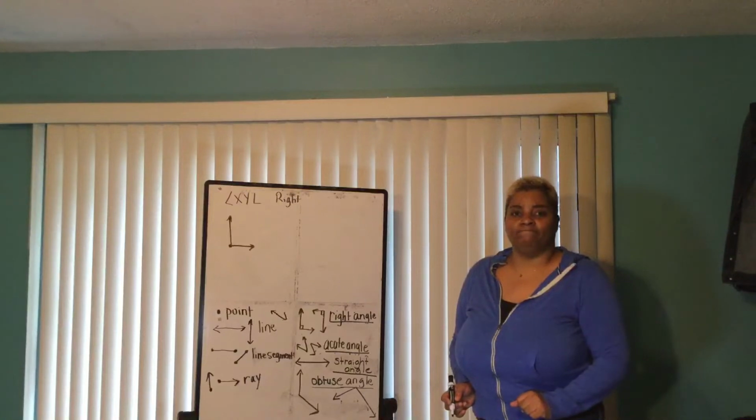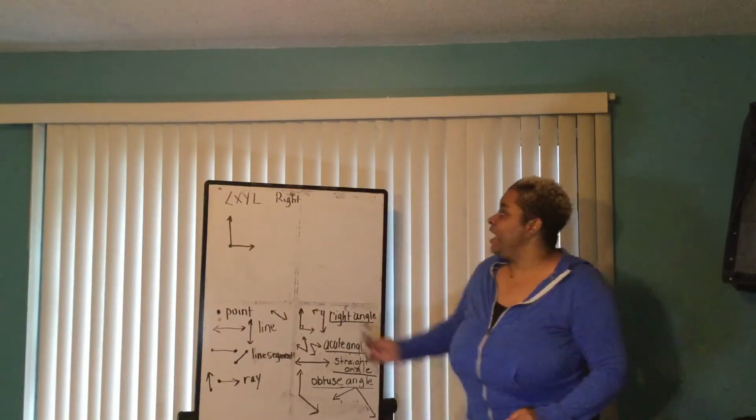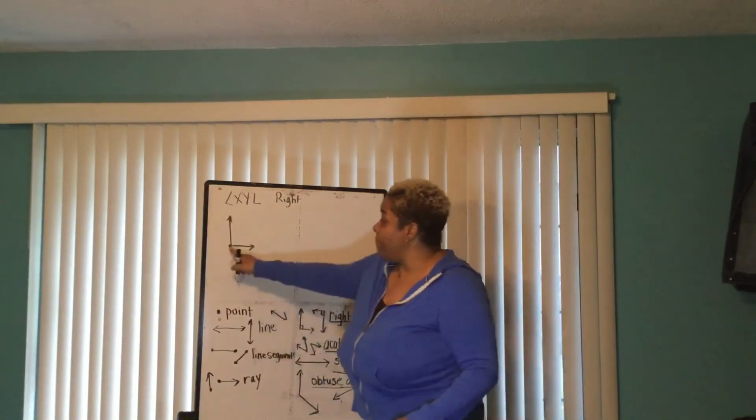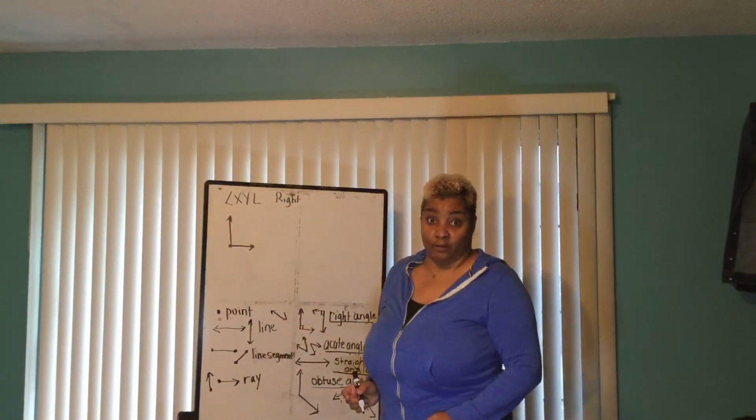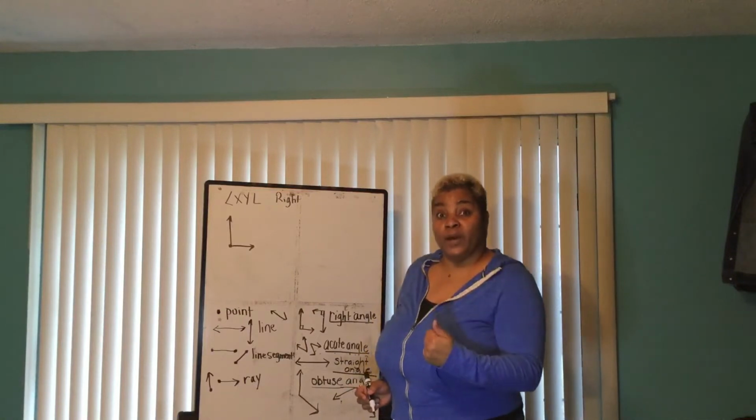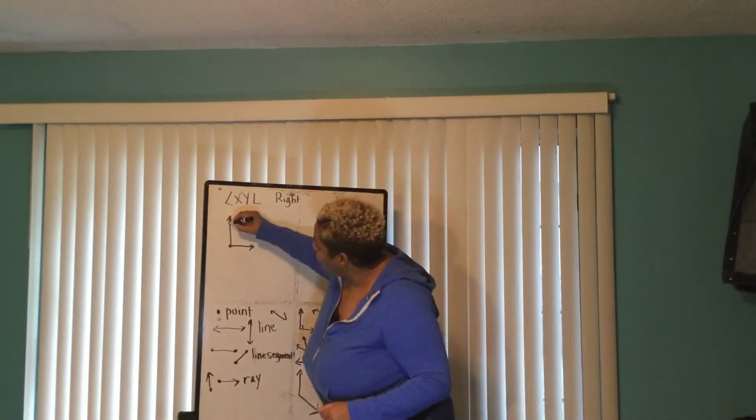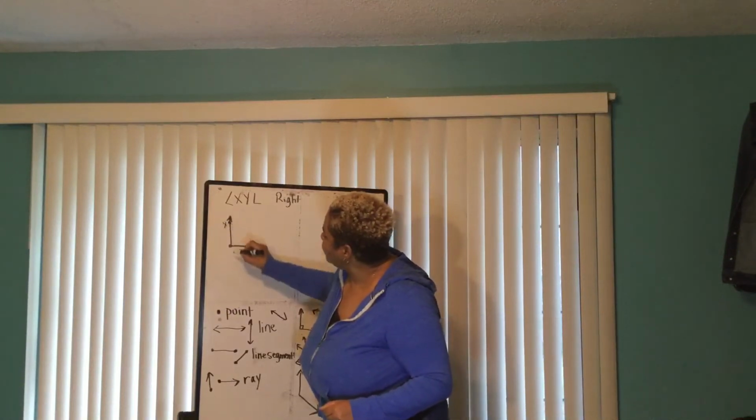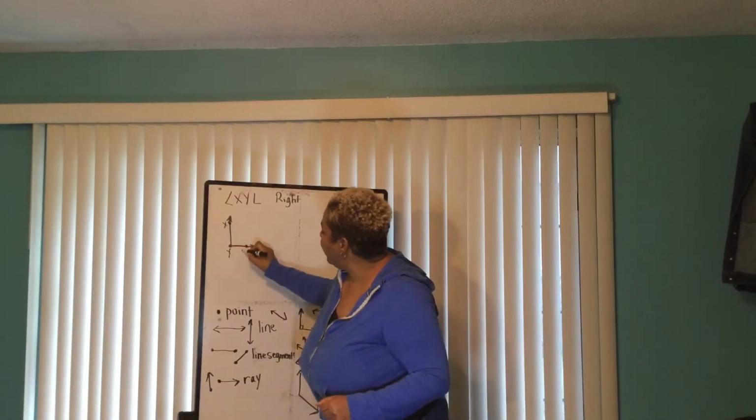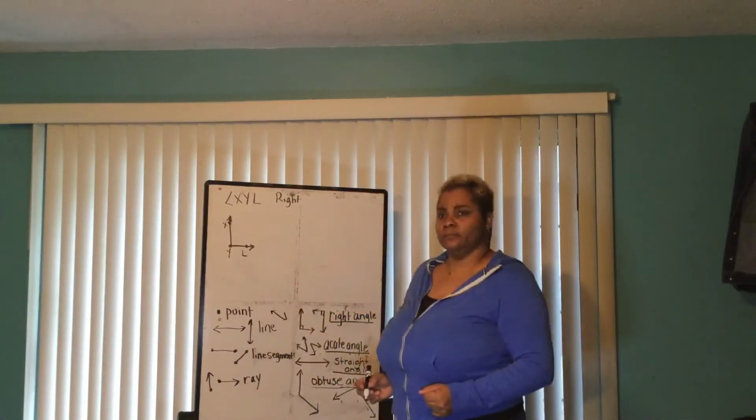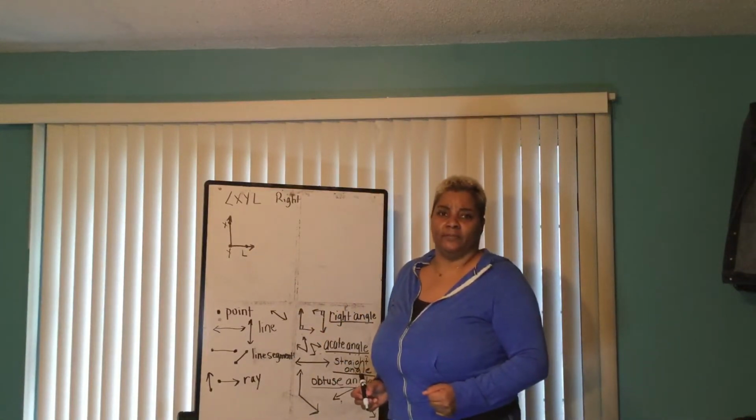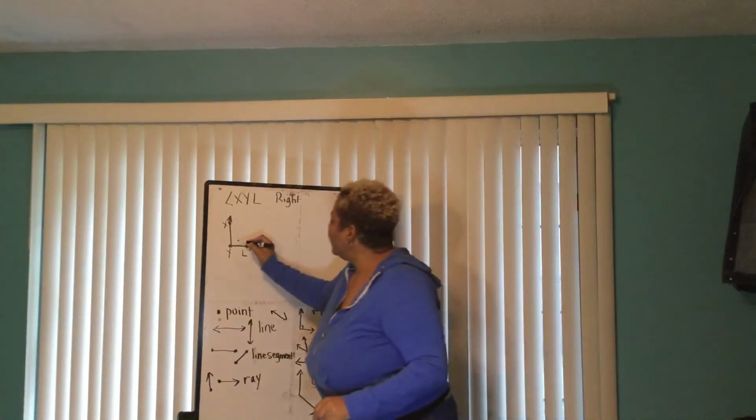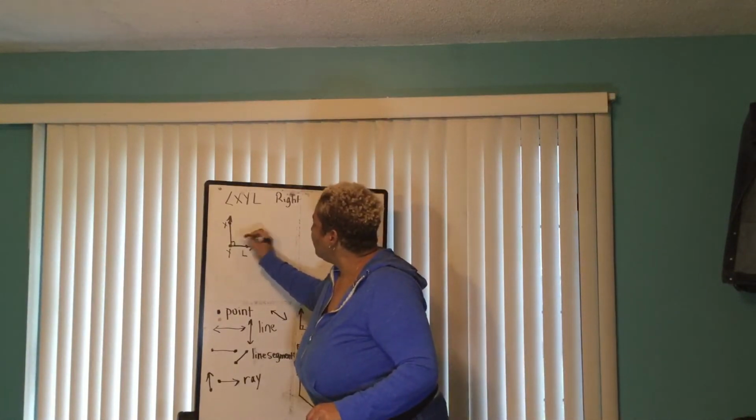Am I done? I am not, because I need to label my points. How many points do I need? I've got my common endpoint, bringing it together to form the angle. So how many more do I need? 1, 2. So X, Y, L. Something is missing. I need my square corner.